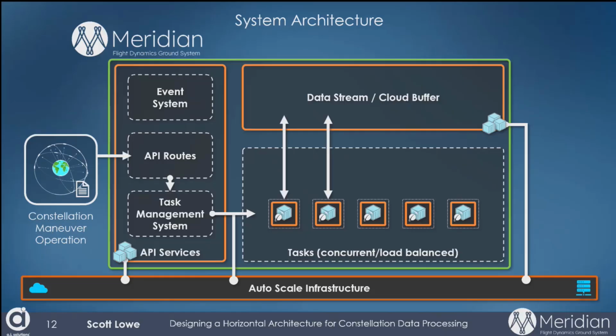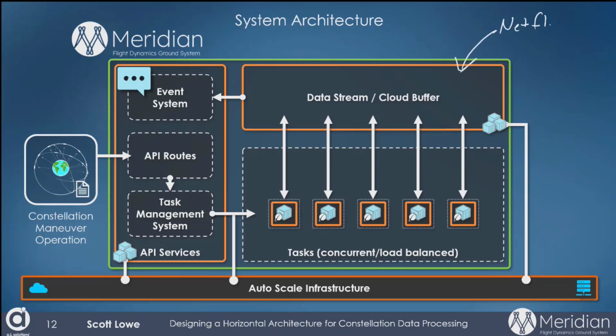And then as the containers are running, they're generating information, which is both pushed and pulled through this data stream cloud buffer. And then, of course, we have monitoring systems in place to make sure that everything is being generated correctly. So when we say that we're breaking things down into smaller chunks and handling them in a data pipeline, this is effectively what we mean. And this is what allows us to be the Netflix of flight dynamics.